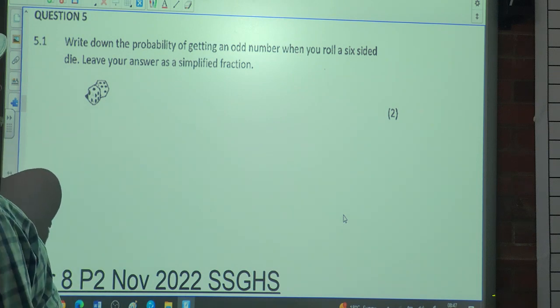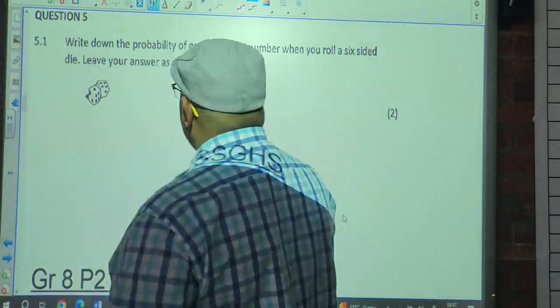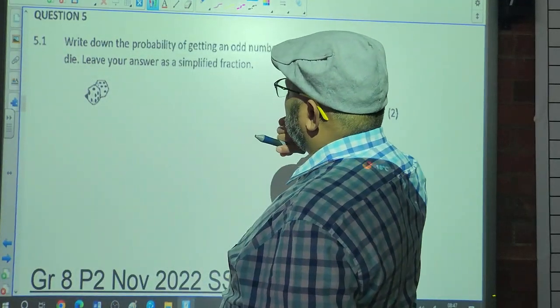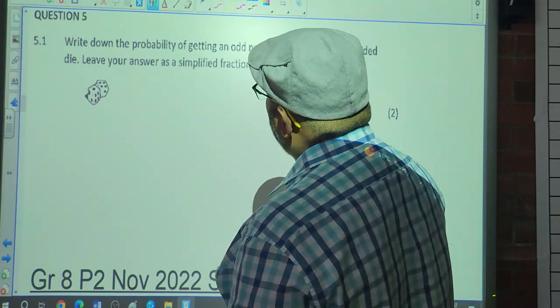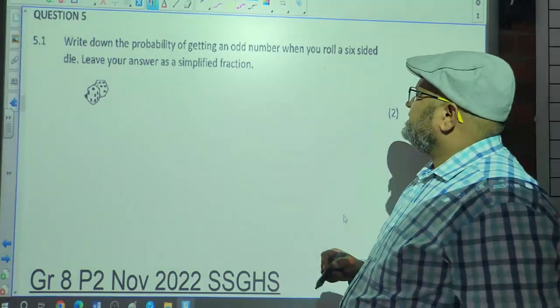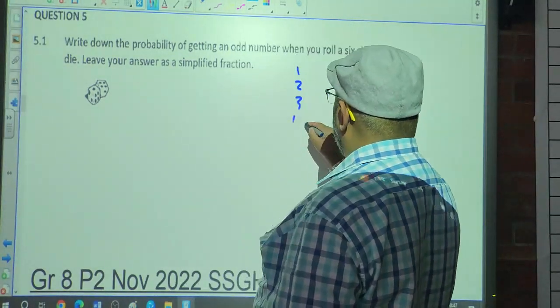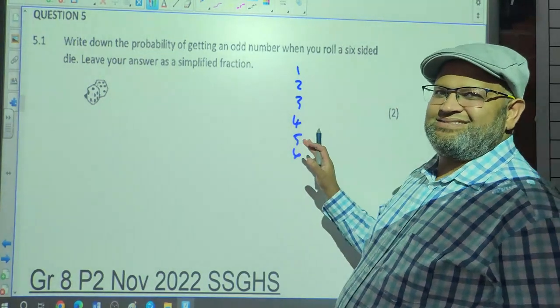Write down the probability of getting an odd number when you roll a 6-sided dice. The probability is the number of favorable outcomes over the number of possible outcomes. Leave your answer in simplified fractions. How many sides are there on a dice? There are 6 sides: 1, 2, 3, 4, 5, 6. So possible outcomes are 6.